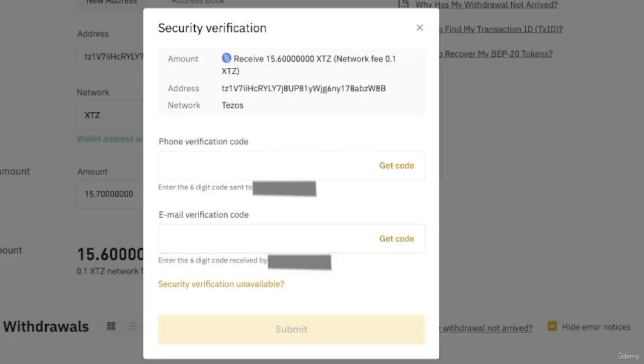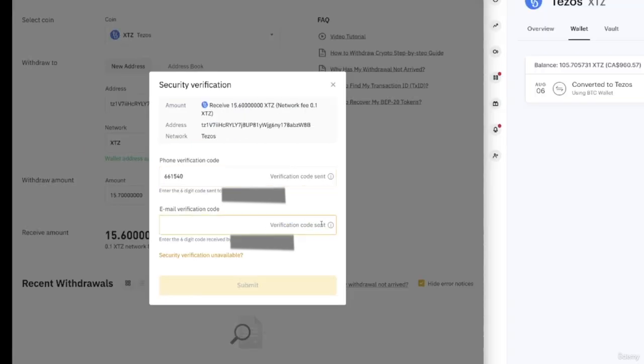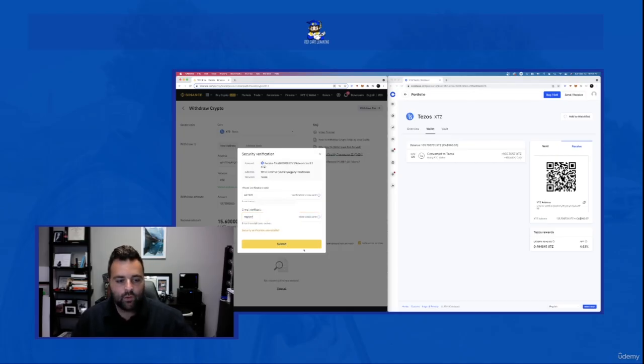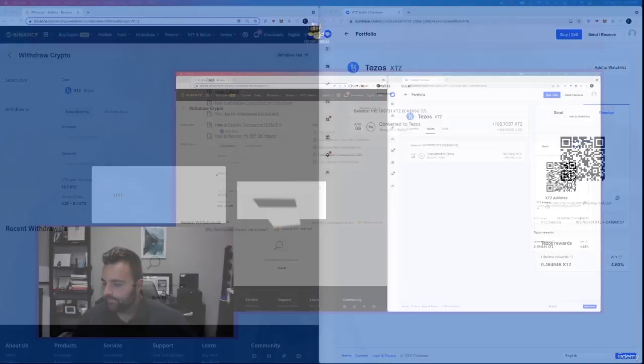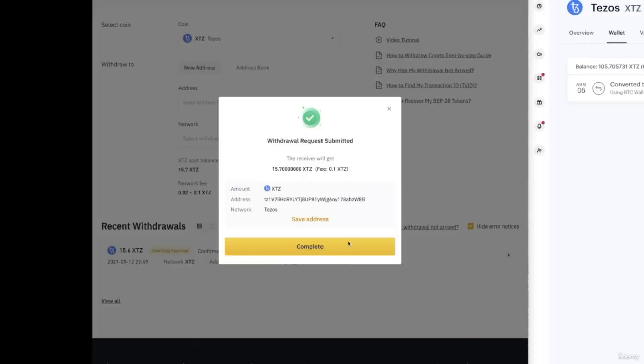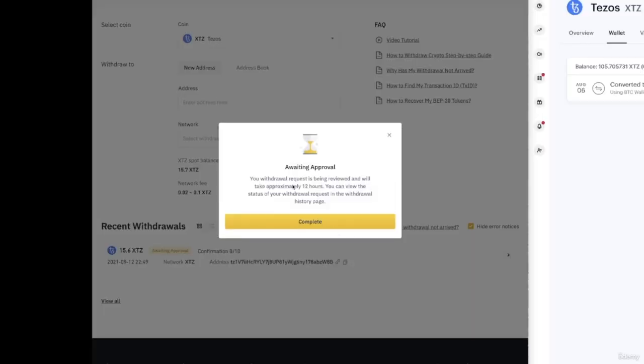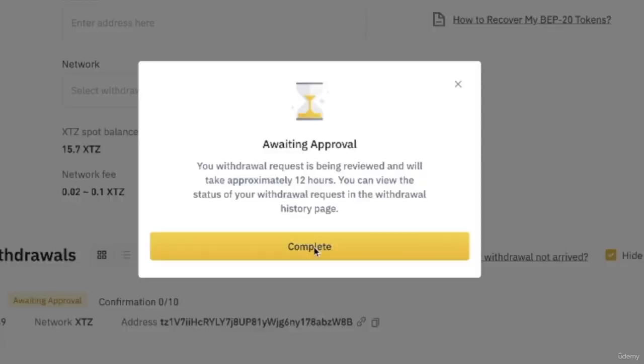And we're gonna hit continue. So for me, I'm going to get a text message. So always have at least one form of verification. Okay, and then I'm also going to get a code via email. Okay, so now we are going to hit submit. Okay, so we just requested a withdrawal and it's going to be reviewed. It'll take about 12 hours.